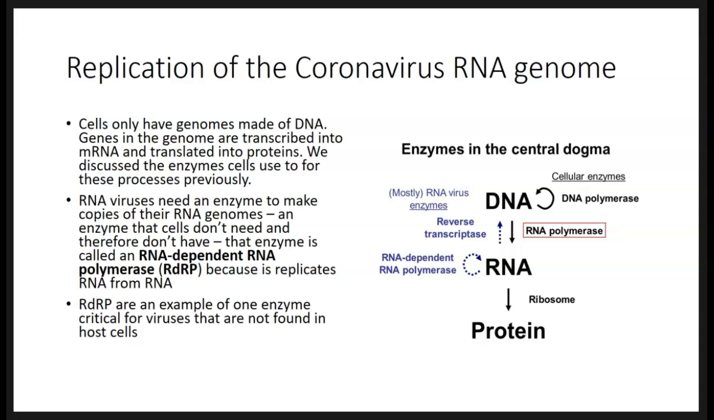That process happens in all cells, but viruses are a little bit different. Some viruses don't have DNA genomes, they have RNA genomes. In order for their RNA to be translated into proteins, that RNA just is read by host cell ribosomes. But they also need a special enzyme to reproduce, or replicate, their RNA genomes, and that enzyme is called an RNA-dependent RNA polymerase, because it replicates RNA from an RNA template.